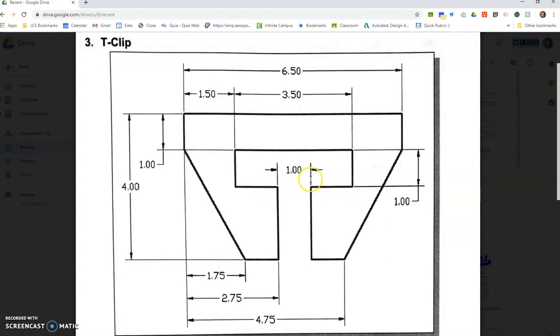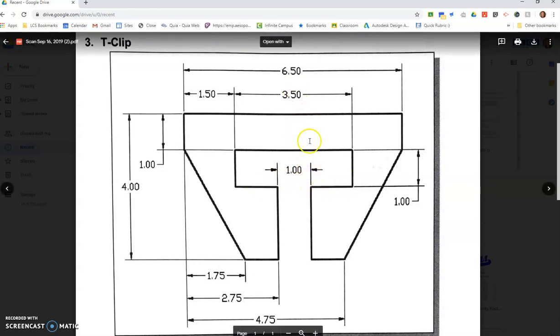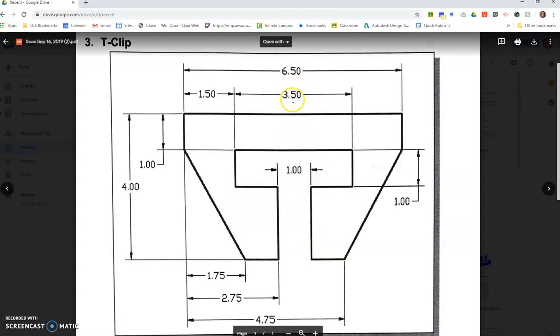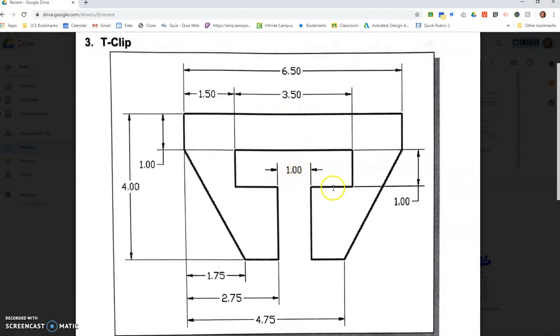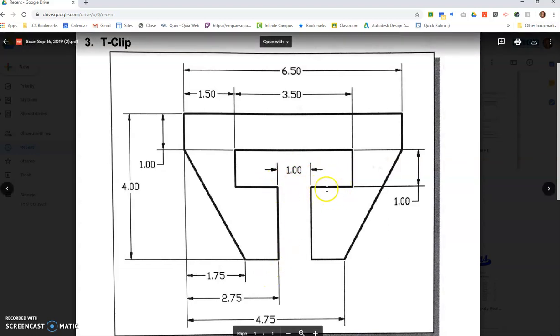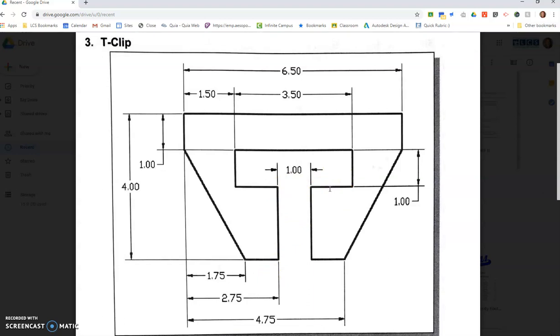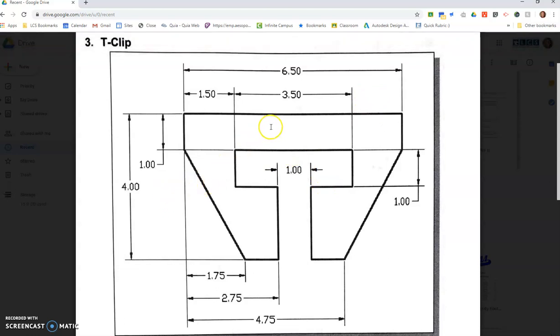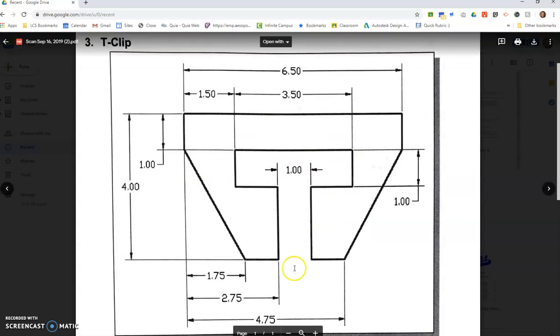We're assuming that this part is symmetrical, so with that in mind, if we drew a line down the middle of this, the right side is the same as the left side. That's what it means to be symmetrical. So we've got to take this 3.5, subtract out the 1 inch, and that's going to leave me 1.25 on both sides. So that's how you have to think through these problems when dimensions aren't given. One dimension's always going to be left off, so you just have to do some subtraction to figure out what that missing dimension is.